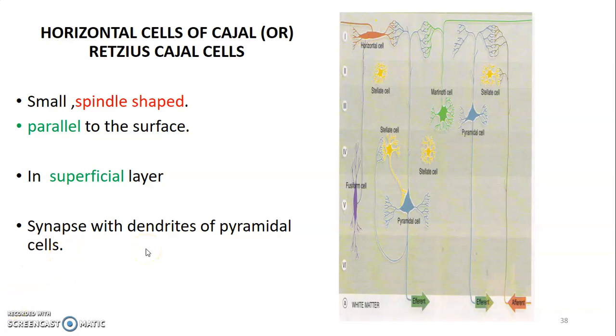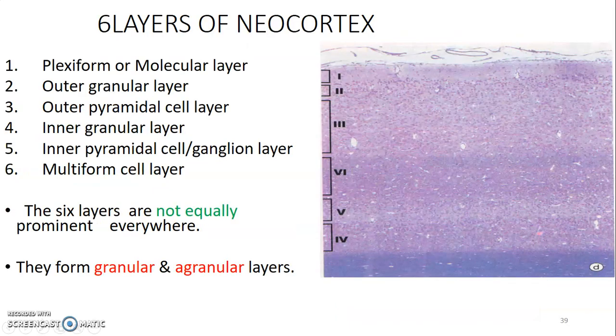Neocortex has 6 layers, and the distinction is not always obvious, but the most superficial is the molecular or plexiform layer, then followed by outer granular layer where they look like granules of sand, then outer pyramidal, and so on down to the deep layers. The 6 layers are not usually equally prominent. Those are the 6 layers of the neocortex.